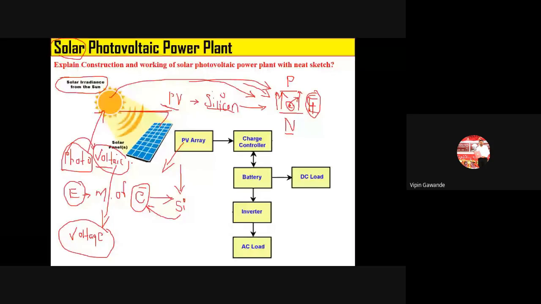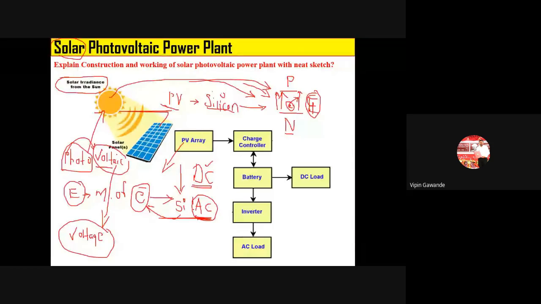Now we have seen how the electricity is generated in the PV panel. Now this electricity is DC. This is DC current. Okay, we have two types of current. One is called AC, another is DC. The electricity we receive in our home is AC current. The electricity we use in our bikes and cars is DC current. Whatever appliances we run in our home, that is AC.